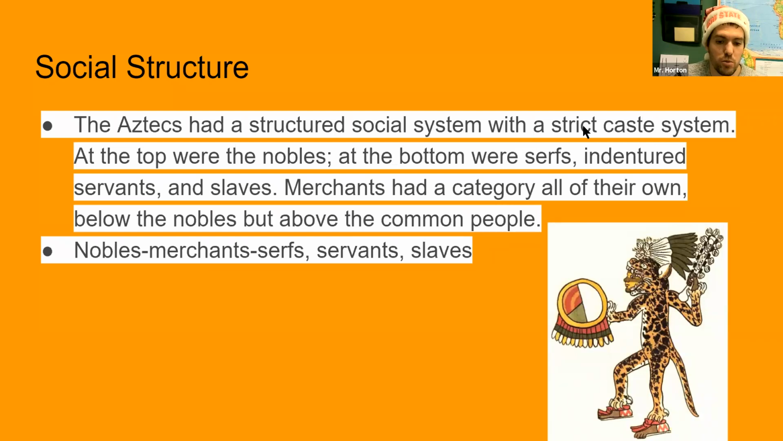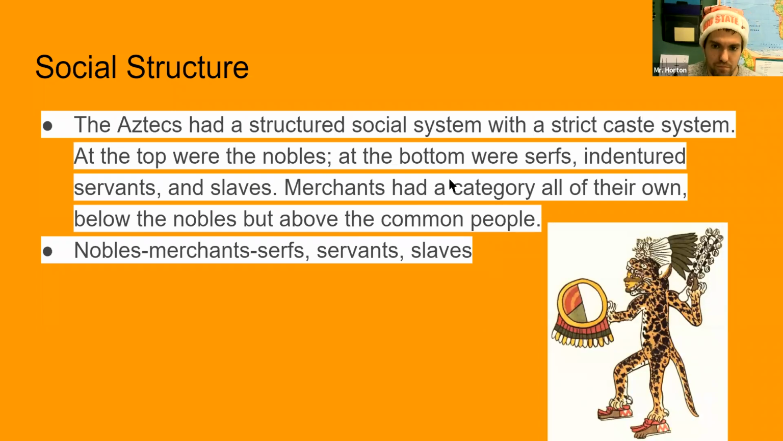At the top were the nobles. The nobles were a very small class, like the priests and the religious leaders and the political leaders. They had an emperor at the very top. So the emperor was in charge. He had three people below him who helped him make decisions. The emperor had the most power, and he was viewed as a god, and we'll talk about that in a little bit. But he had three people right below him who helped him make decisions, and then you had the religious leaders as well who were a part of this noble class.